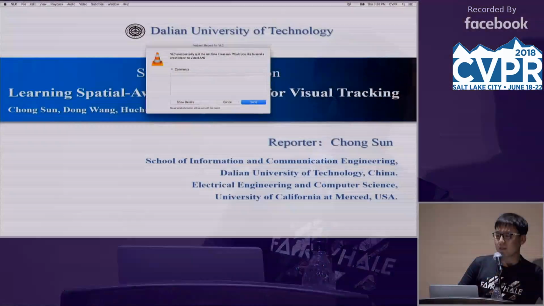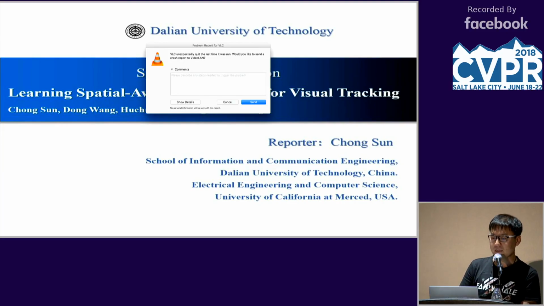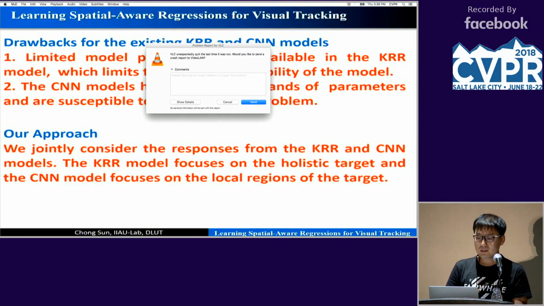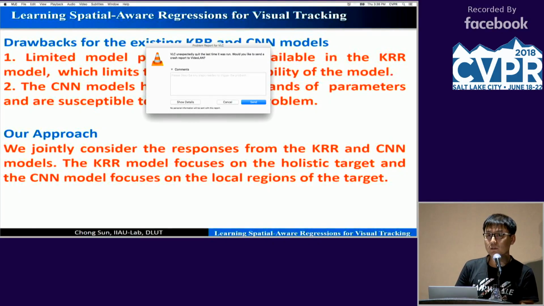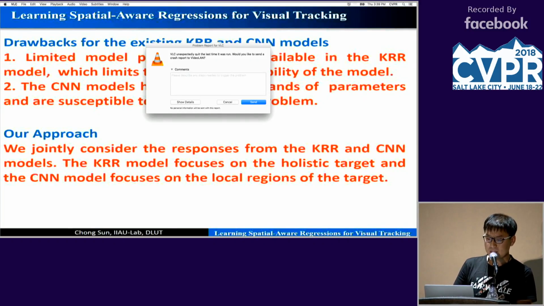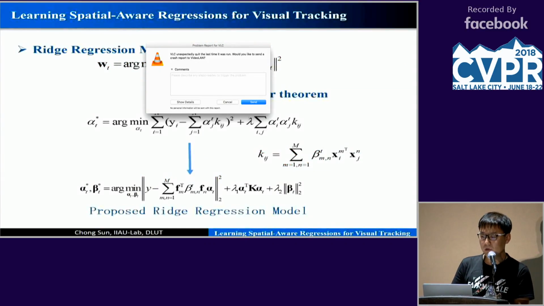Hello everyone, my name is Chong and I'm from Dalian University of Technology. The title of the reported paper is Learning Spatial-Aware Regressions for Visual Tracking. Firstly, about the motivation of the proposed method. The kernelized regression model has limited model parameters, and this limits the model representation ability. On the contrary, the CNN model has tens of thousands of parameters and may be susceptible to the overfitting problem.